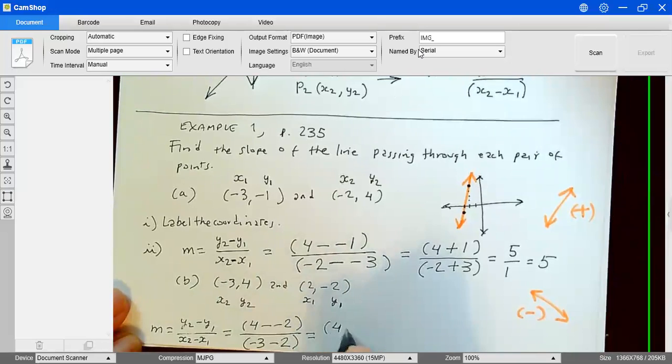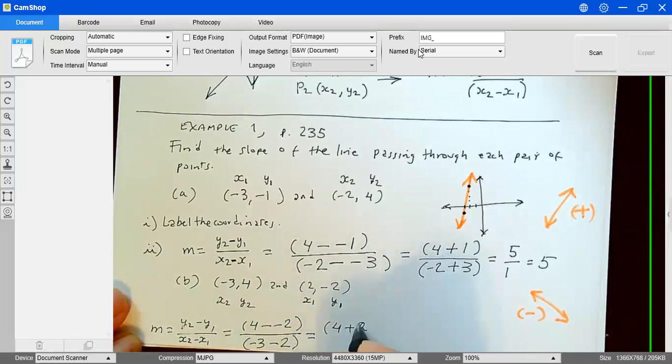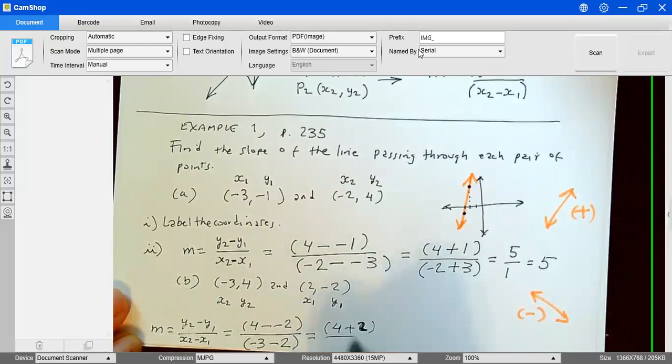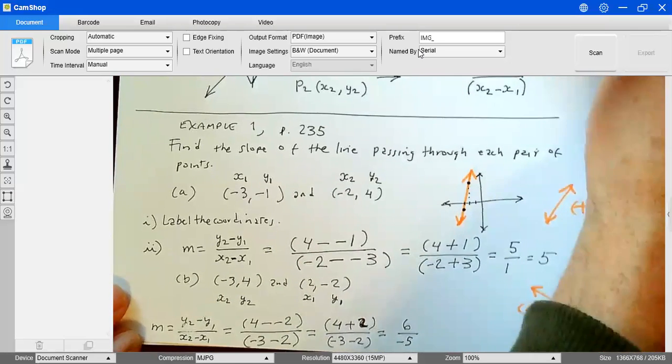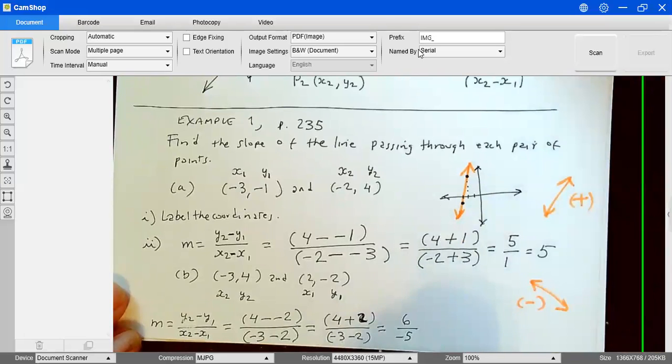This is going to be 4 plus 2, sorry. 4 plus 2, and this is just -3, -2. So this is going to be 6 over -3, and -2 is just -5. You are adding two negatives. So this is the slope. If you plot these 2 points, you're going to get a line that has a negative inclination.